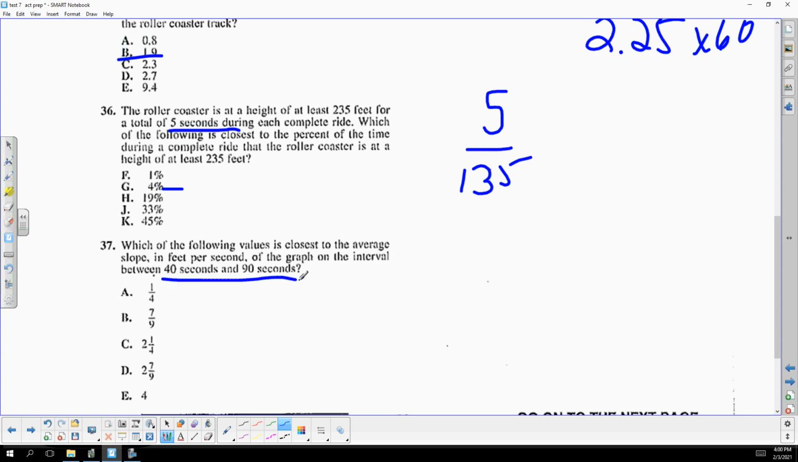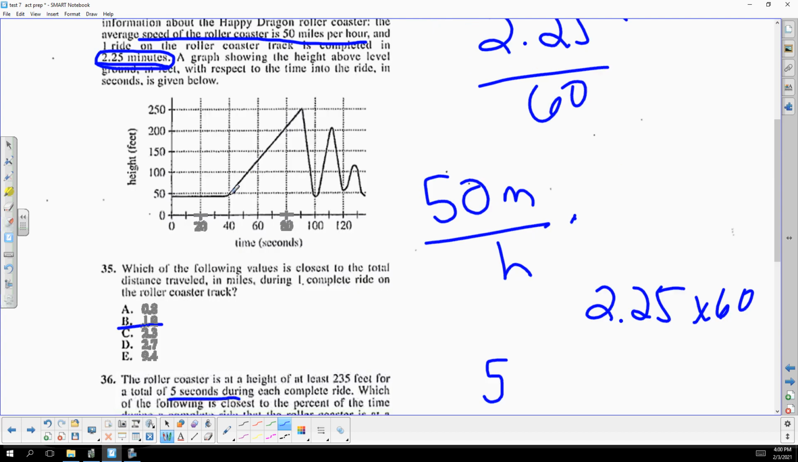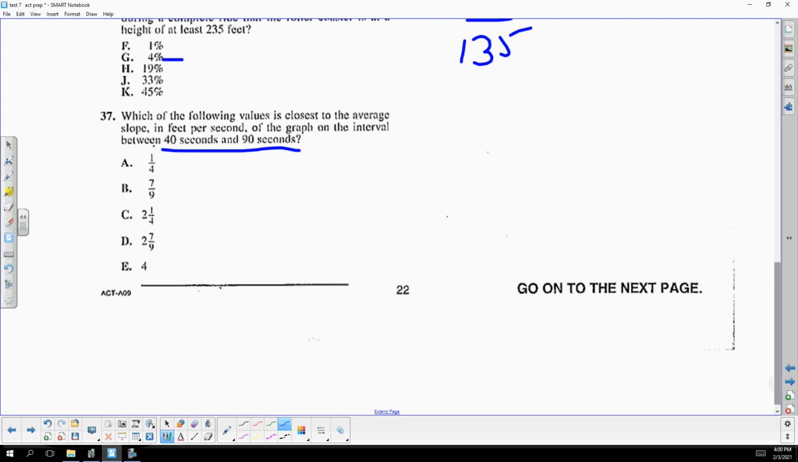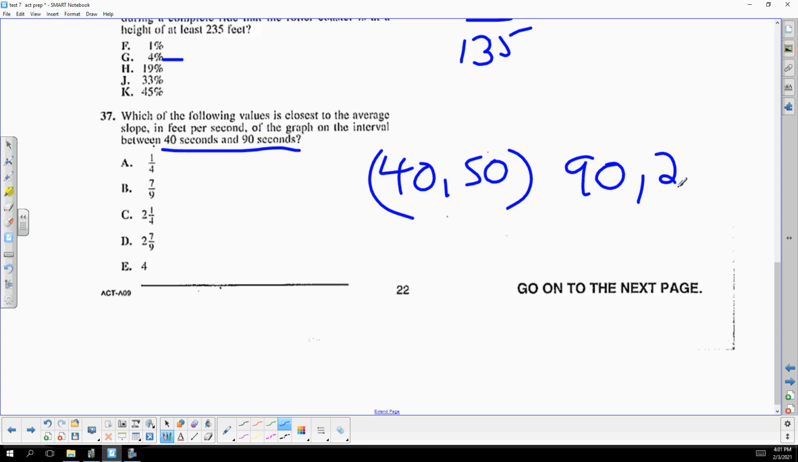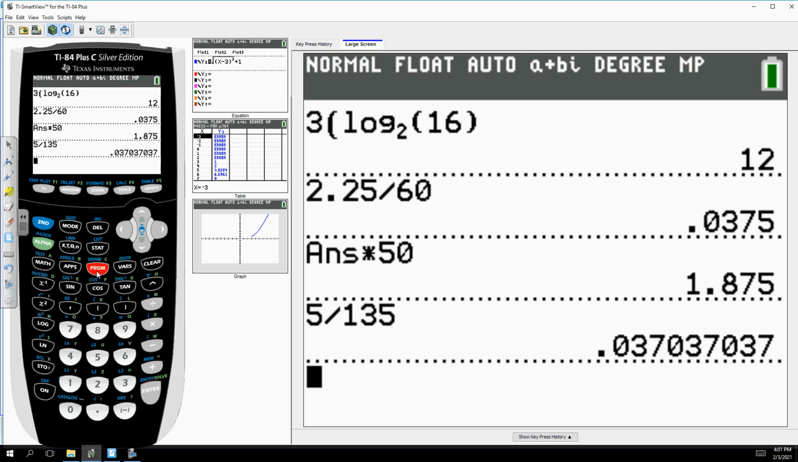Average slope between 40 and 90. Well, let's look at it. 40, we're about 50. And 90, we're about 250. So I just make ordered pairs out of it and do the slope program. And the slope rounds to about 4 when you do it on slope. So it's program slope.